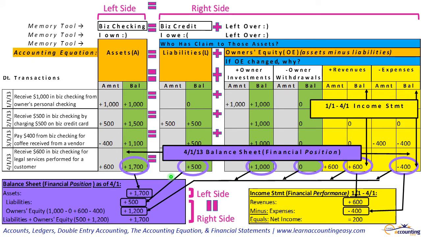Now, kind of like we saw earlier in the team points analogy, we can zero in on just one piece of this information over a period of time. In this case, January 1st through April 1st.